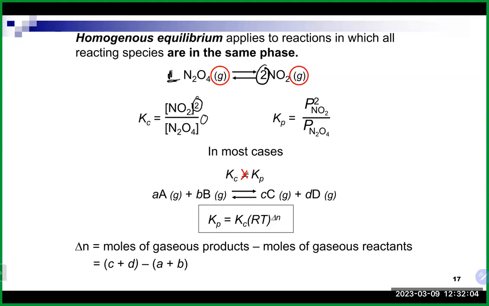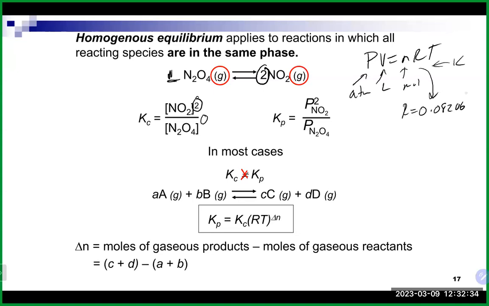Now, these are gases, which means sometimes we may not be looking at concentrations with gases, but we may be looking at pressures. And we remember our PV equals nRT, the ideal gas law. Pressure needs to be in atmospheres, V is volume in liters, n is moles, T is our temperature in Kelvin, and R is 0.08206 liter atmosphere per Kelvin mole, or 0.0821 if you use that rounded number.